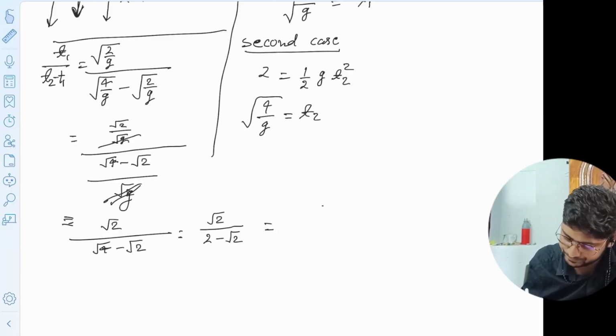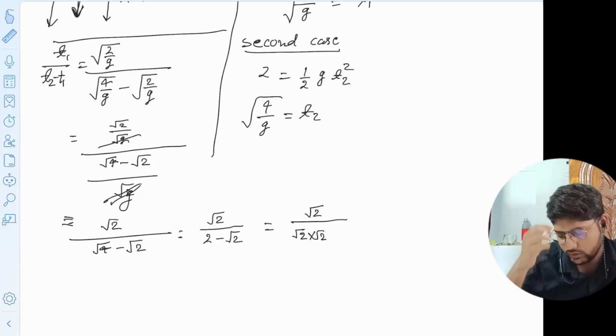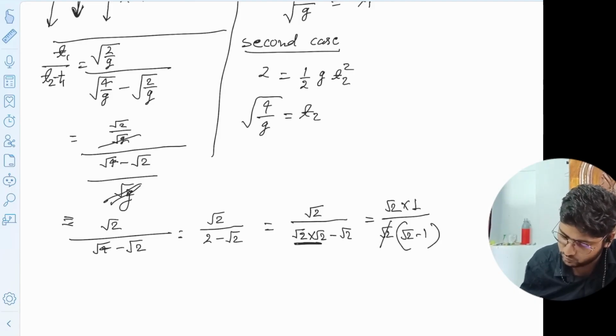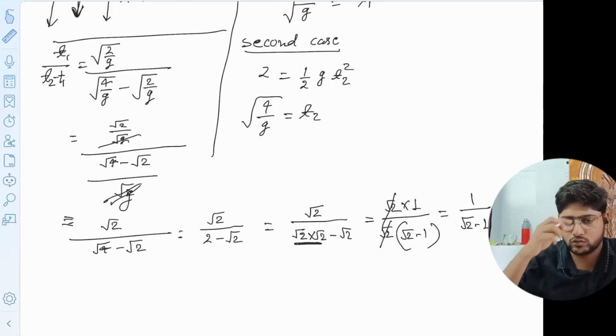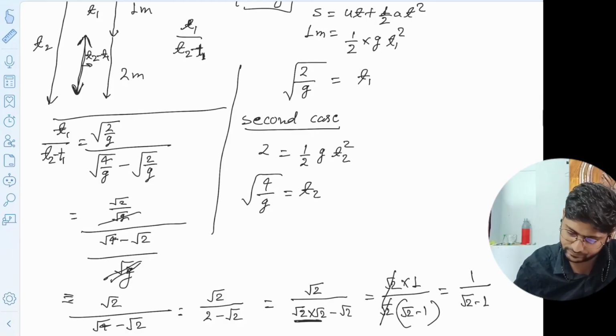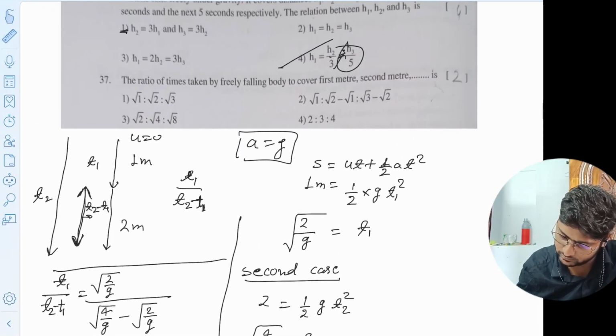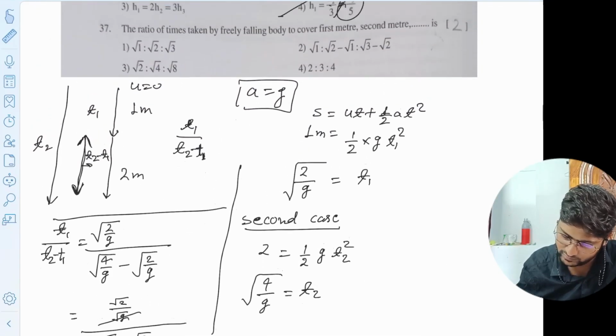Root 2 into root 2 equals 2, minus root 2. Taking root 2 common, here it will be 1, and in the denominator root 2 minus 1. Root 2 cancels again. So it becomes 1 divided by root 2 minus 1. This is the simplest ratio: 1 divided by root 2 minus 1.